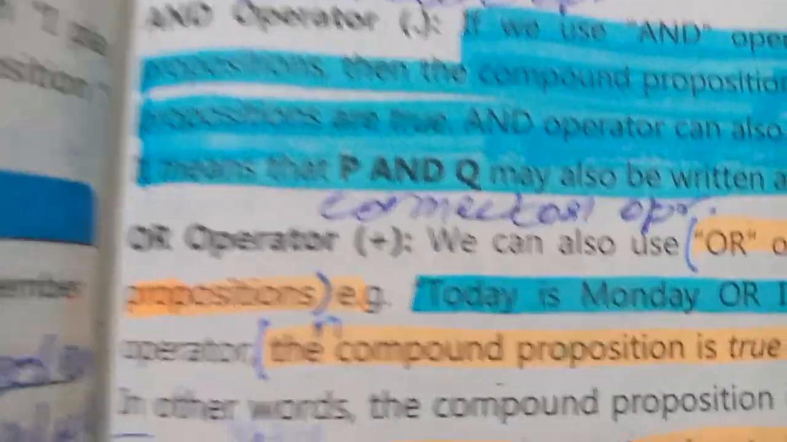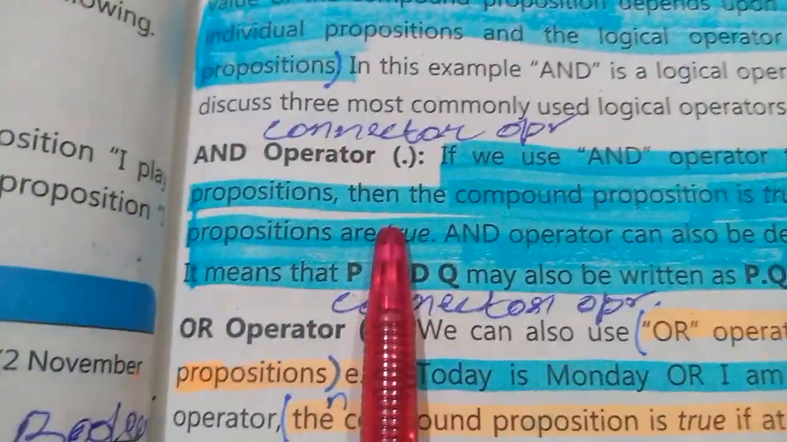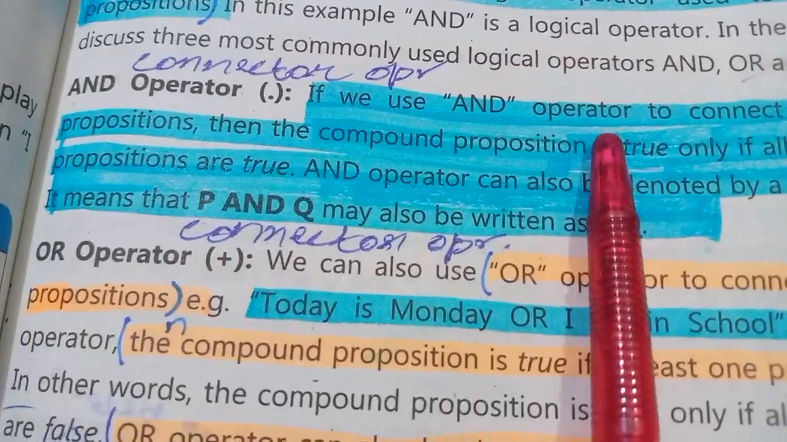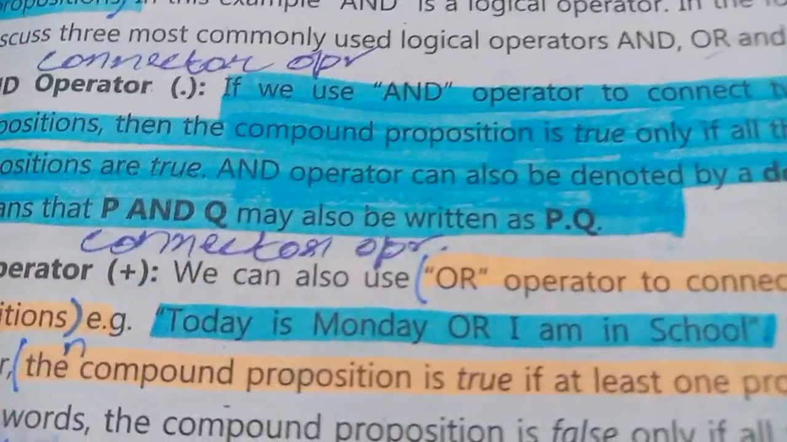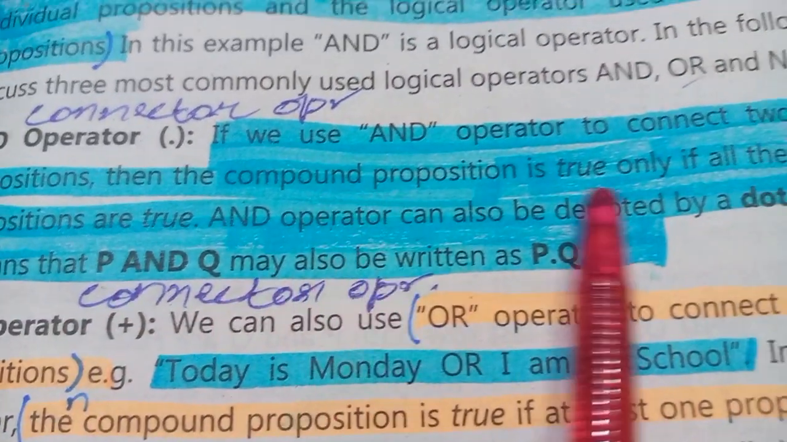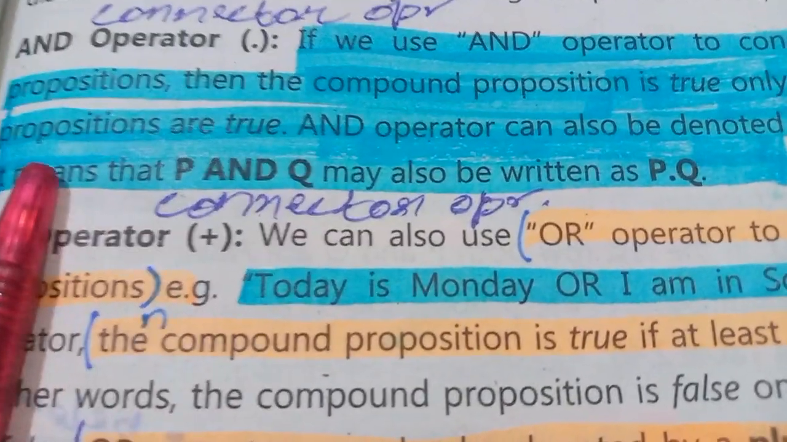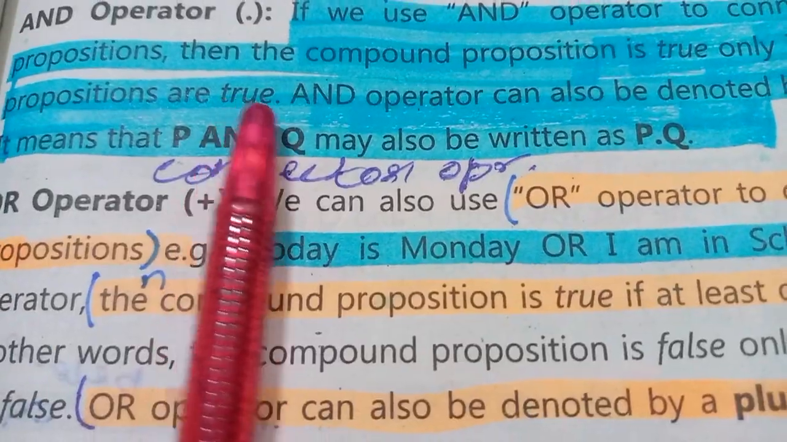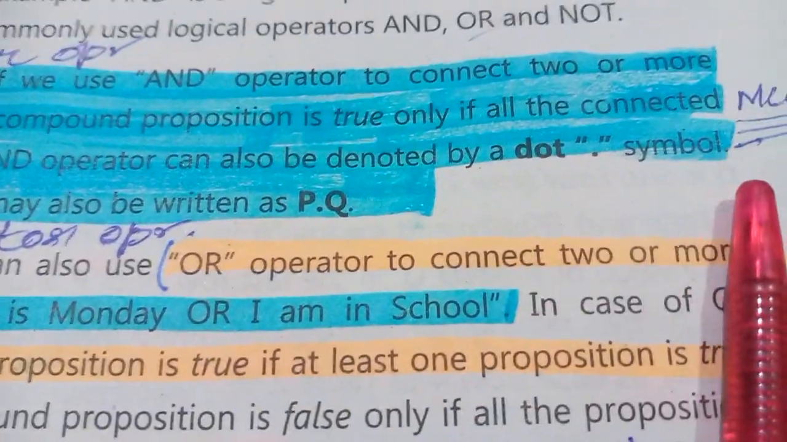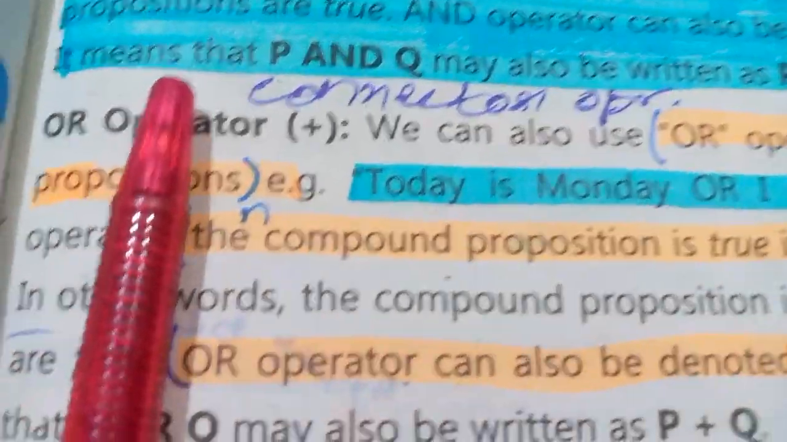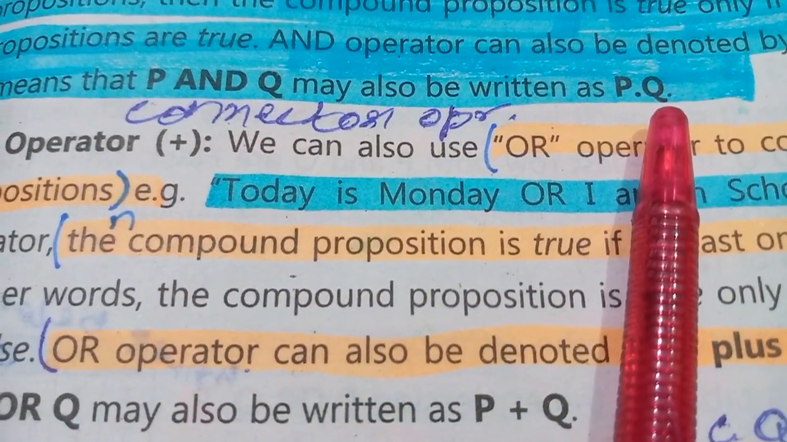The first one is the AND operator. If we use the AND operator to connect two or more propositions, then the compound proposition is true only if all the connected propositions are true. The AND operator can also be denoted by a dot symbol. It means that P and Q may also be written as P dot Q.